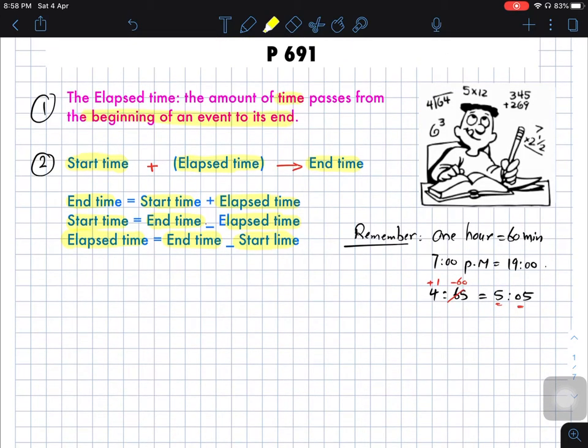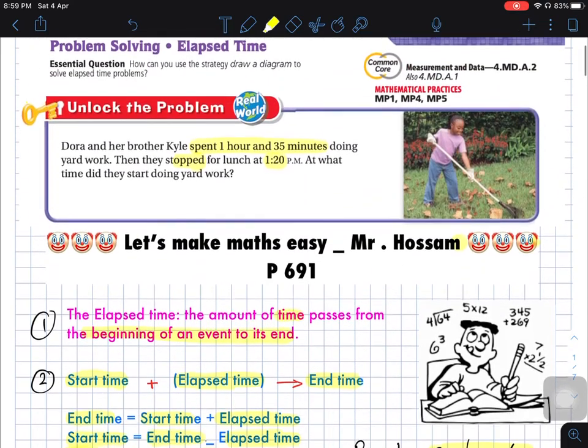Before talking about the first question, try to remember that 1 hour is equal to 60 minutes. And if the time is written as 7 p.m., you can add 12 to make it 19. So if the time is 19, that means it's 7 p.m. And if I have the time written as 4 hours and 65 minutes, I can cut 60 minutes from 65 and increase the hour by 1. It will be 5 hours and 5 minutes. And now everyone, let's start the first question.